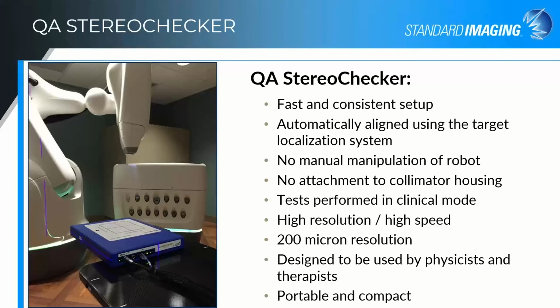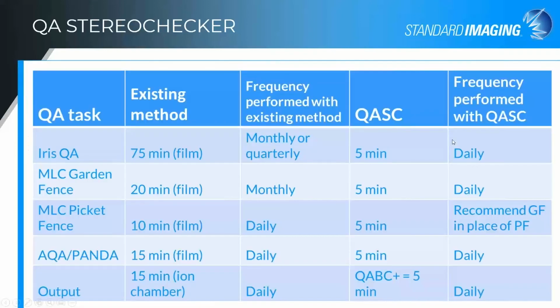The images are collected at very high speed and high resolution. We're looking at 200 microns for the pixel size. And the system is really designed to be used by either physicists or therapists. So the therapist can run the morning QA with the device, and it is a portable and compact size.